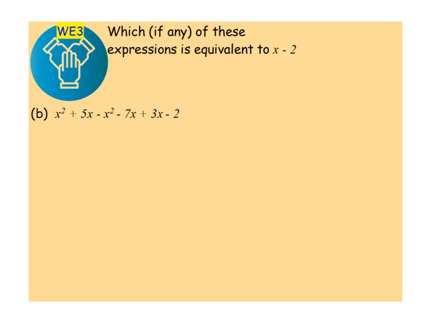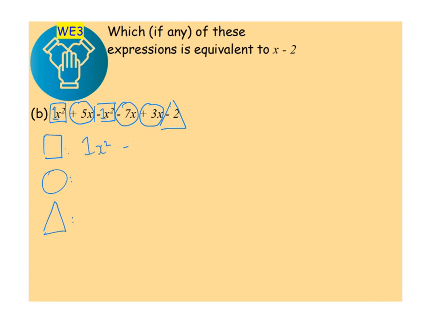Okay, what about the next one? So again, I'll go through the same process. Pop some 1s in where they help me. And then I'll use rectangles for the first bit. Circles for the ones without a squared in them. Triangle for the number at the end. And then I'll look at each bit one by one. I've got 1x squared subtract 1x squared.